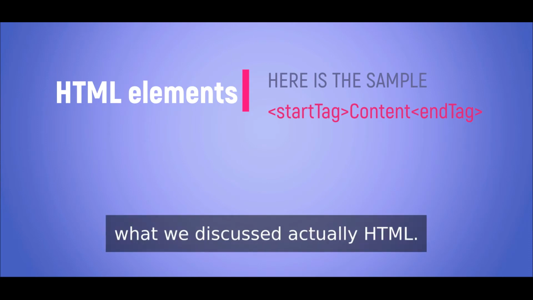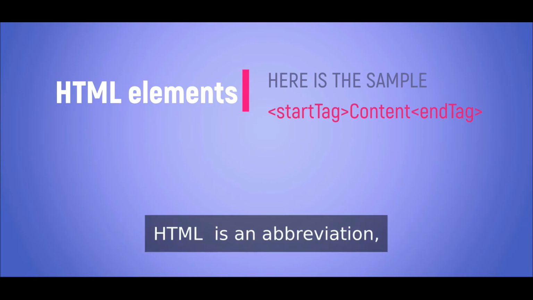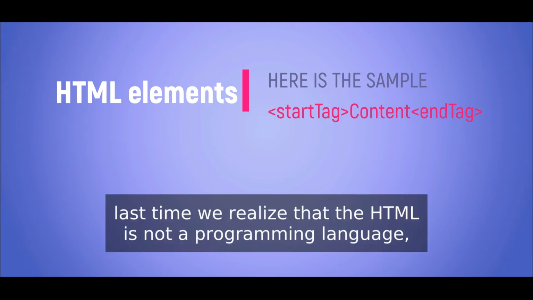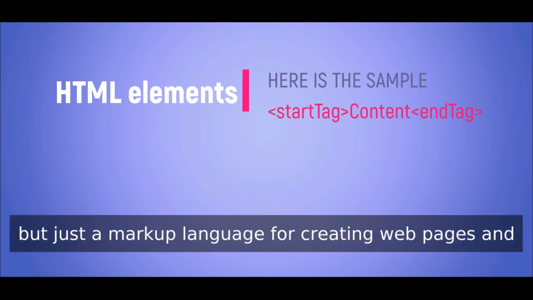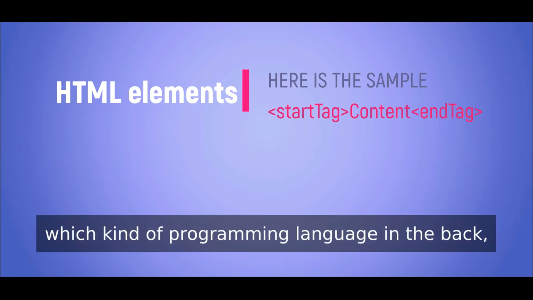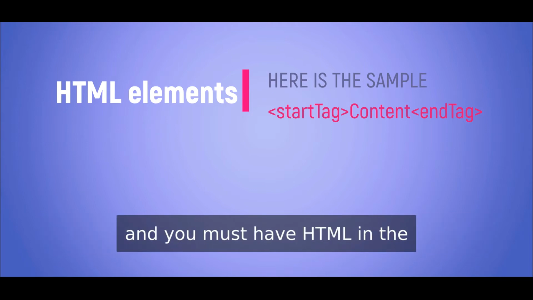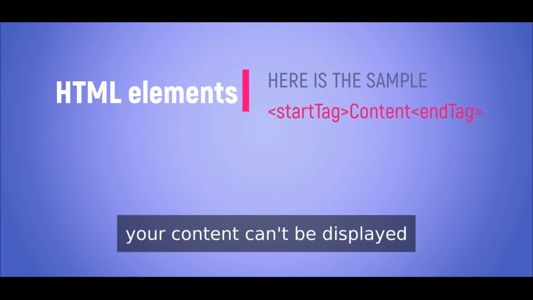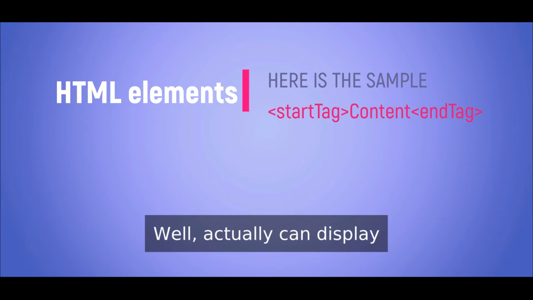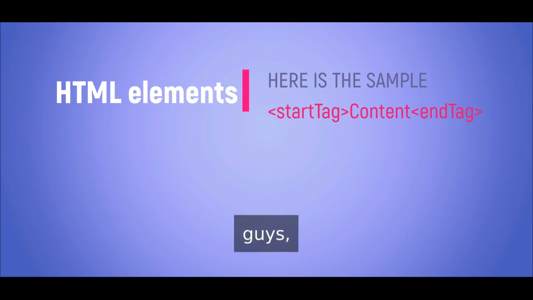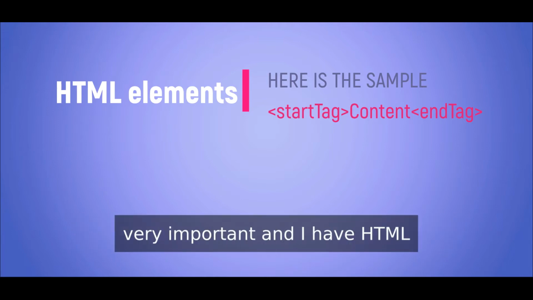HTML. Let's preview what we discussed. Actually, HTML is an abbreviation for hypertext markup language. And last time we realized that HTML is not a programming language, but just a markup language for creating web pages. It's a building block of the web. Even if you're using any kind of programming language in the back end, you must have HTML in the front end, because without HTML your content can't be displayed well. Actually, you can't display anything on that web page without HTML. And so, guys, we realize that HTML is very, very important.